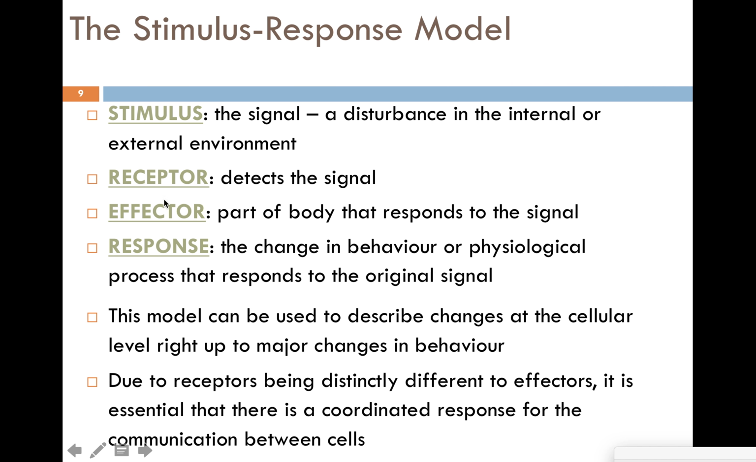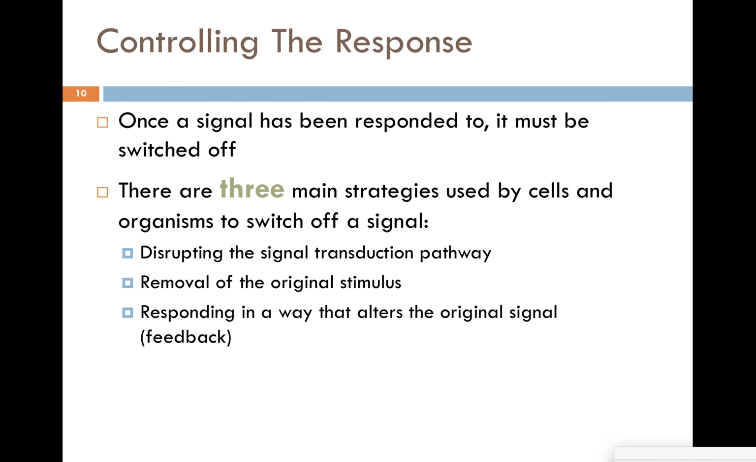Okay, so I've mentioned that you need to have these definitions written down somewhere. So we can't just have the response going on forever. We have to be able to control the response in the stimulus response model. Because once the signal's been responded to, we really need to switch it off. It's not healthy, and we're not going to be able to maintain homeostasis if we absolutely overcorrect every time we detect a different signal. So there are 3 different strategies the cell can use to switch off the signal.